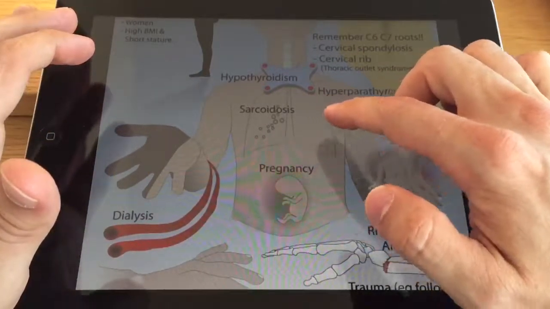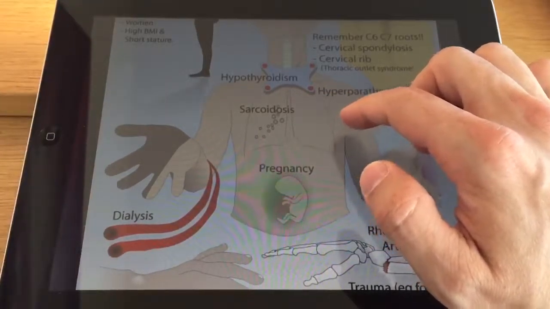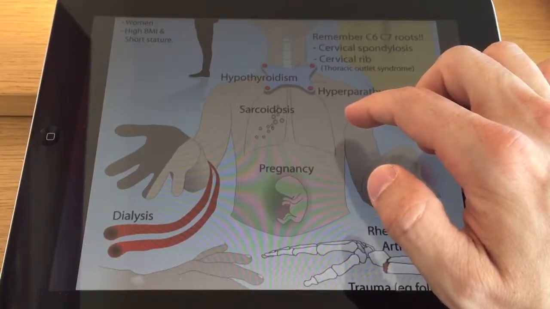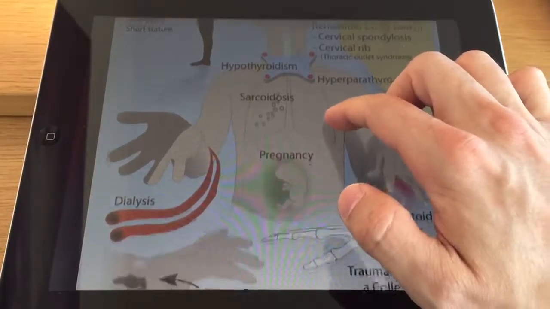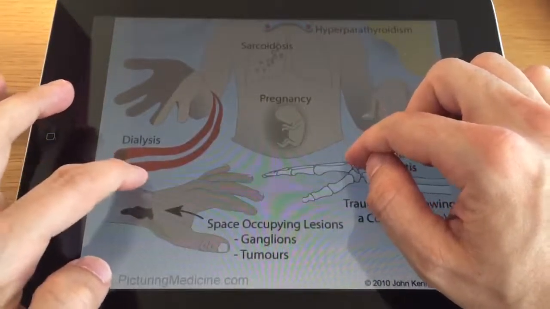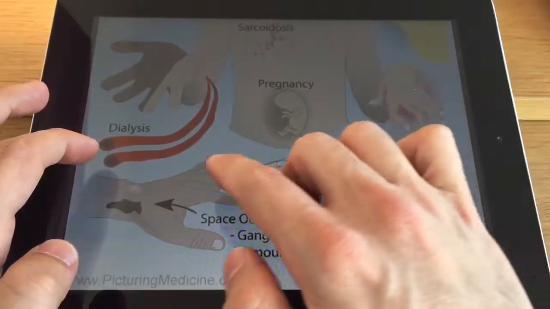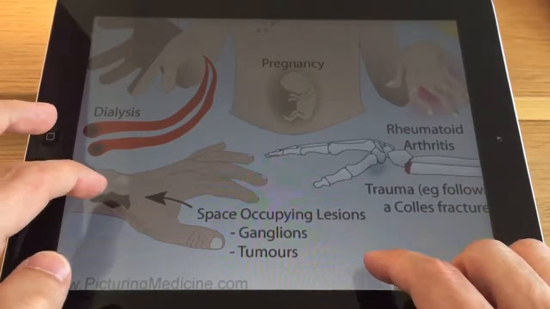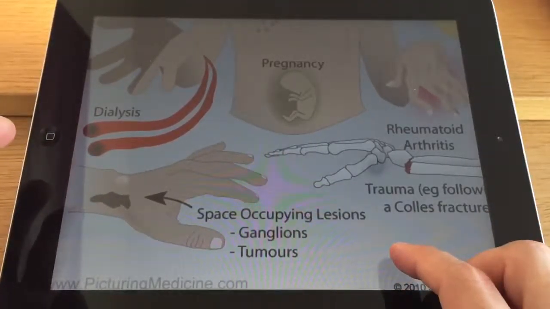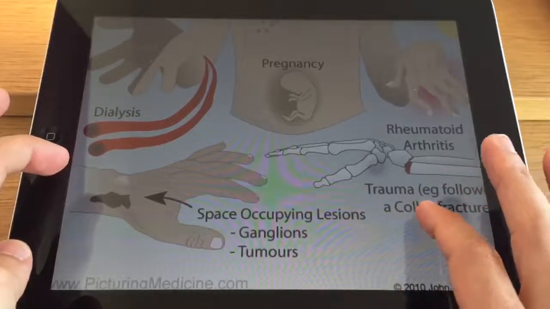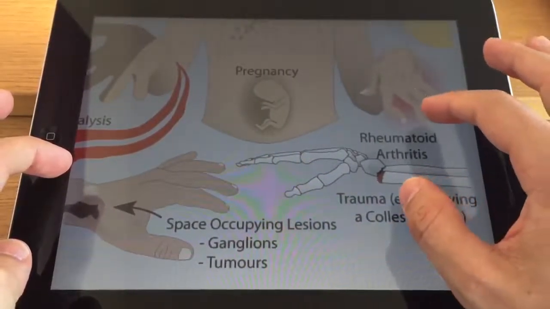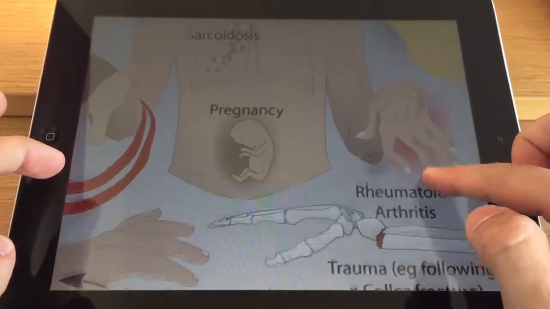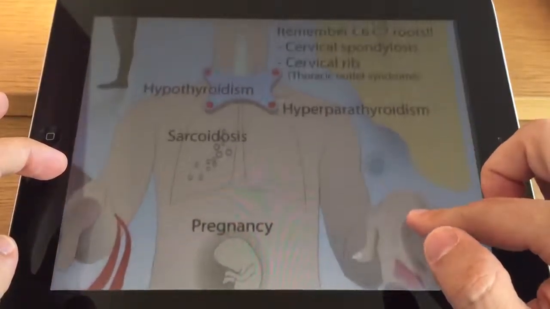Sarcoidosis, the non-caseating granulomatous condition, which causes bilateral hilar lymphadenopathy. Pregnancy, patients who are on dialysis, space-occupying lesions within the carpal tunnel. Here a dorsal ganglion, but ganglions can occur within the carpal tunnel, and other tumours can too. Fractures such as a Colles fracture, rheumatoid arthritis, that can lead to carpal tunnel syndrome.